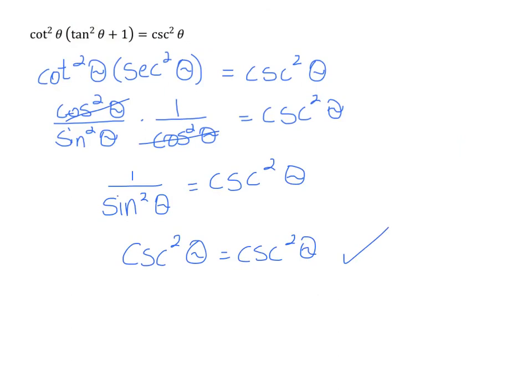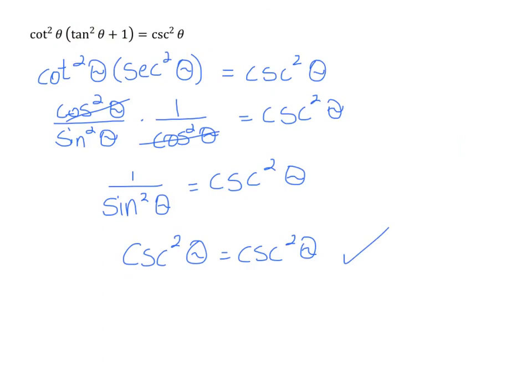So this verification checks. Some things that I want you to pay attention to: I kept theta in here the whole time. Don't get lazy and drop that. It is not appropriate. It's not correct if you drop the theta or the alpha or the x or whatever you're taking the cotangent squared of. Also notice that I kept this side the same the whole way. So I only worked on one side of this equation.